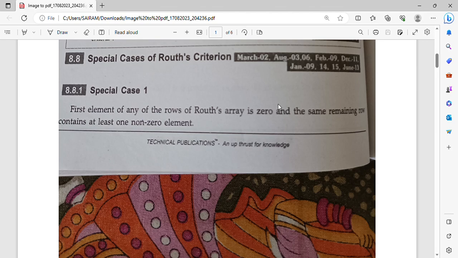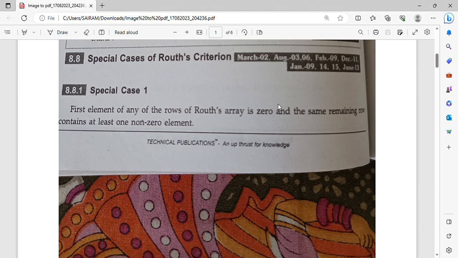In the case of special cases of Routh array, there are two special cases: special case number 1 and special case number 2. Both are very important because the questions you get in your exams are based upon special case 1 and special case 2. You will know this when you try to solve the question. You may have a question on special case 1 or special case 2, or a combination of special case 1 and 2.